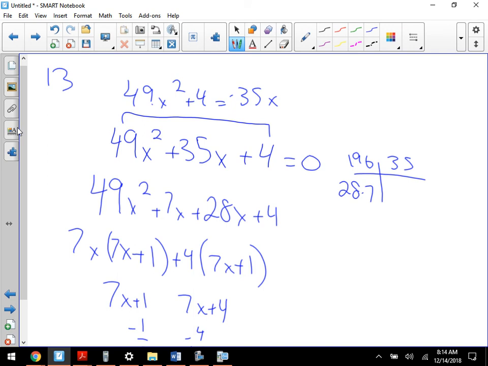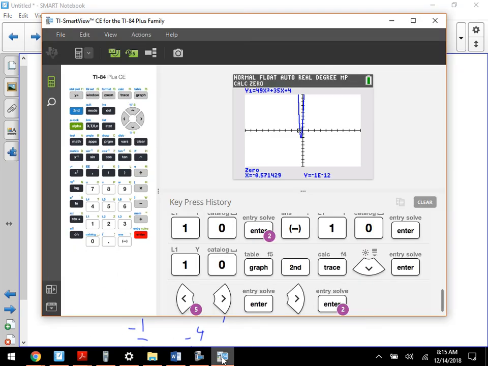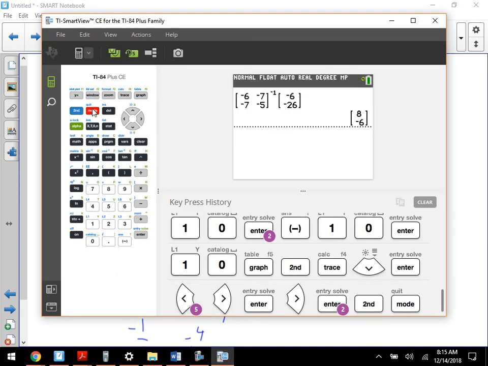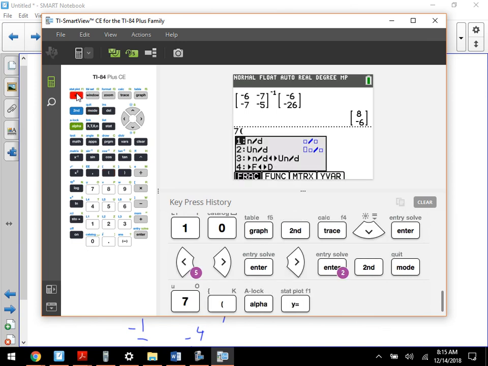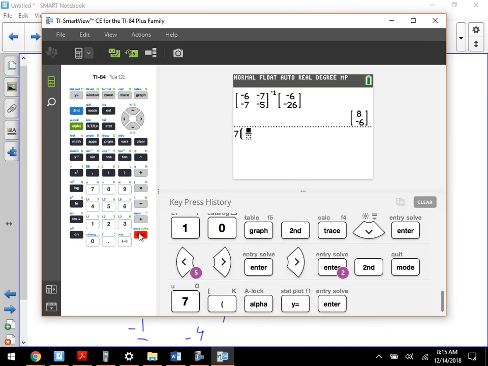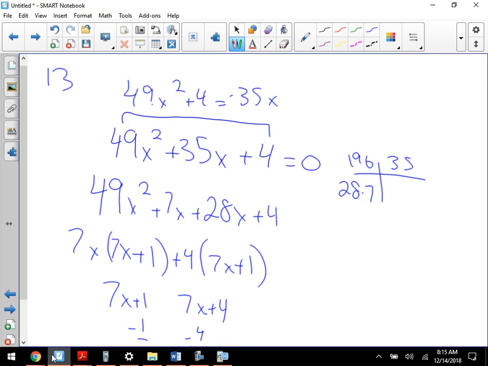From here, if it was multiple choice, I would type in 7, parentheses, alpha y equals. I would just substitute in the answers they're giving you, the 2 different answers, and see if it equals 0. That's what I'm doing. Factor this pretty quick.